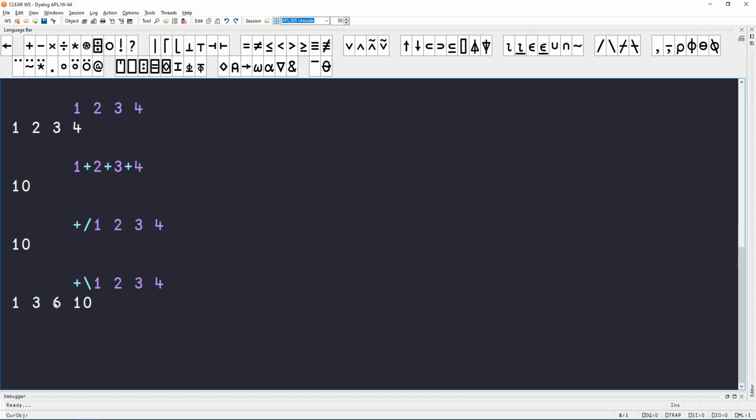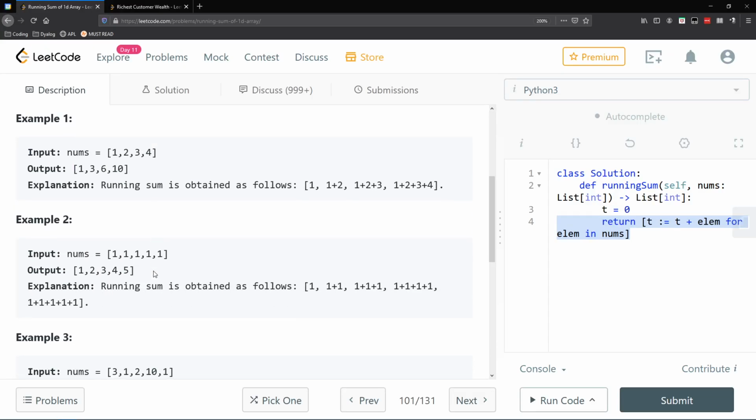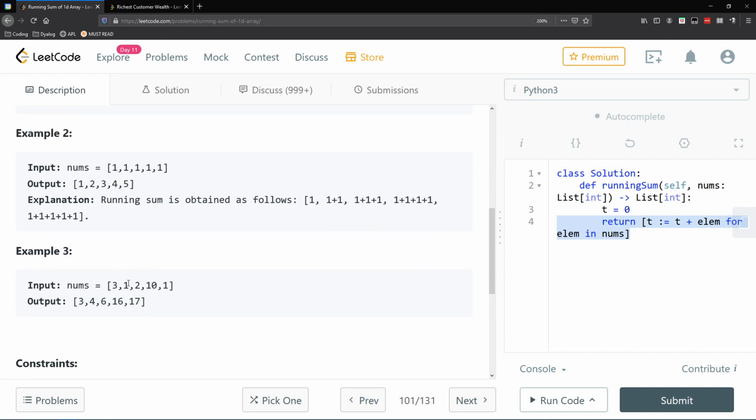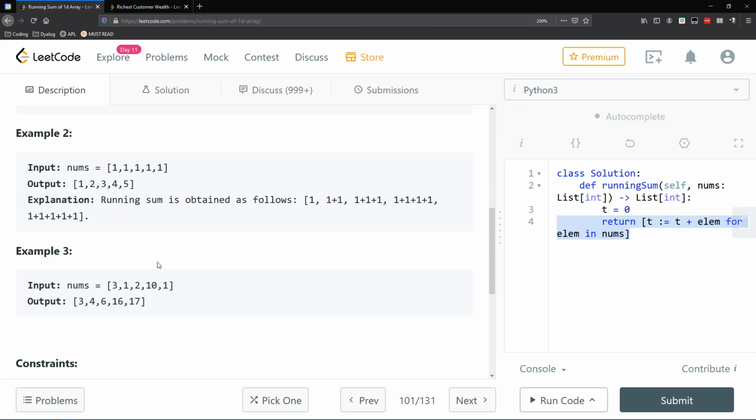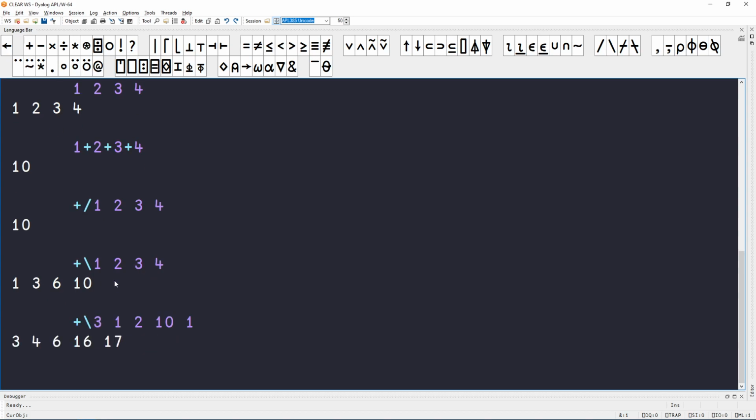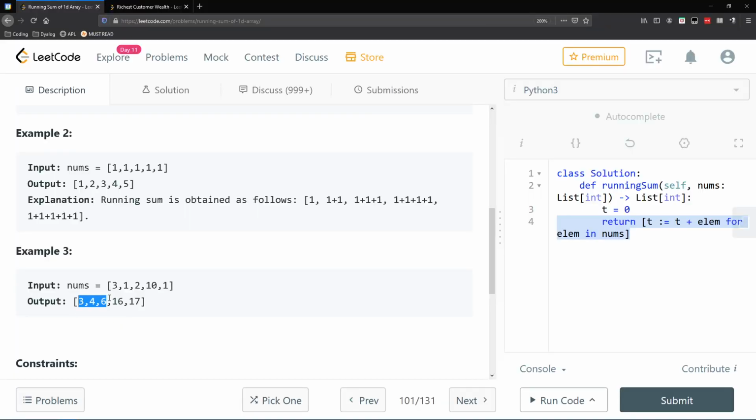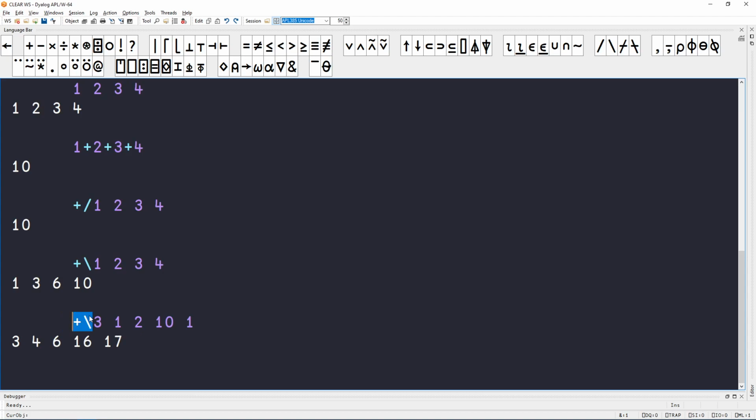So notice here 1, 3, 6, 10, and that's what we have here in this example. Or if we want to take a look at this, 3, 1, 2, 10, 1, I think. Yeah, and now if we do plus scan, we get 3, 4, 6, 16, 17. So this is it, just two characters of APL code, plus scan.